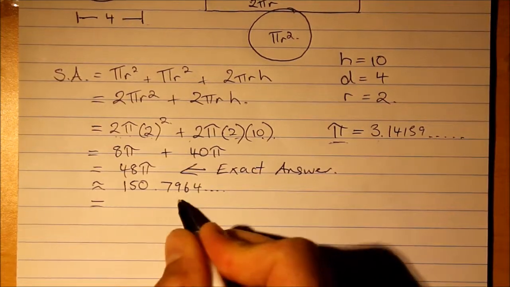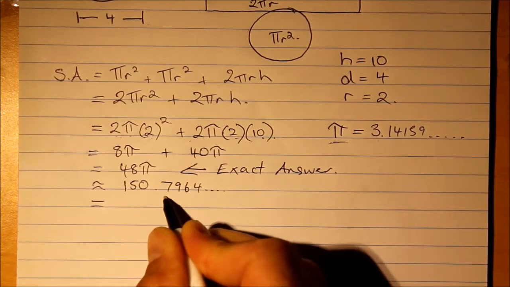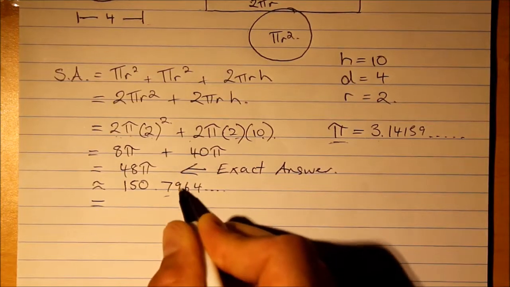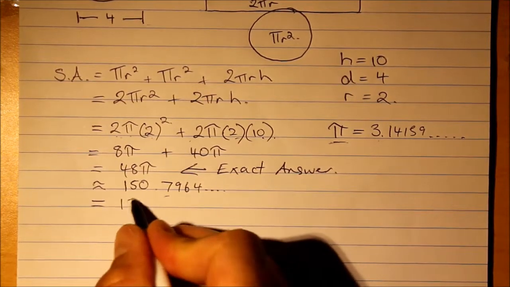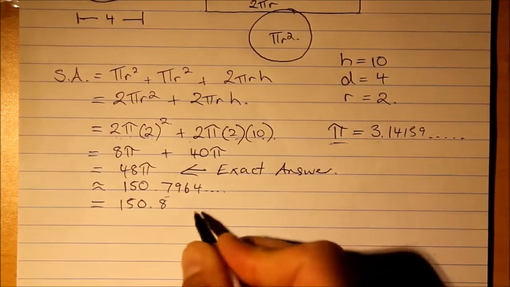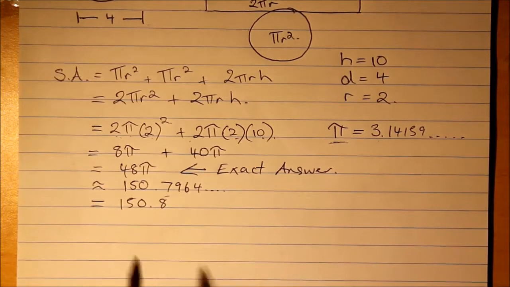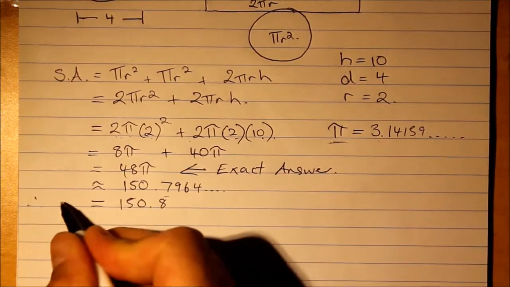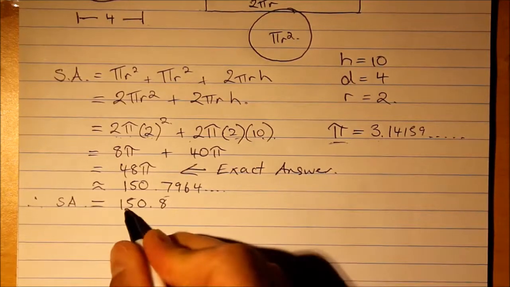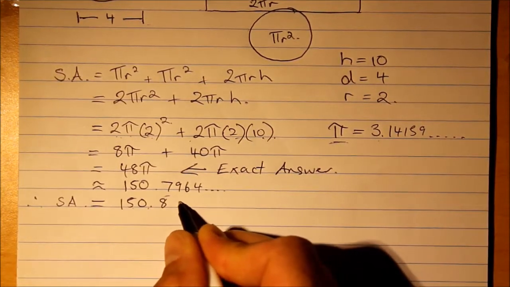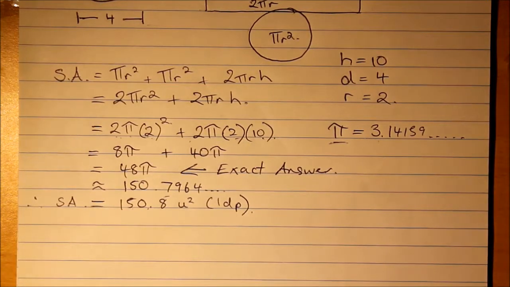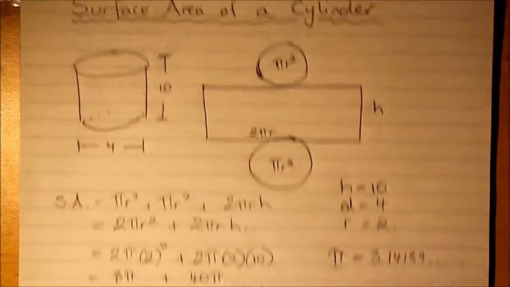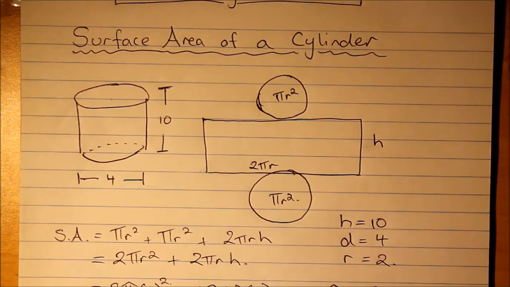So let's write this to 1 decimal place. When you're rounding to 1 decimal, there's the first decimal place. We look at the next one. That's 5 or more, isn't it? So it's much closer to 0.8. So 150.8. Now, therefore surface area is equal to 150.8 units squared to 1 decimal place. And there you have it. You have the makings of what you need to solve any problem that is finding the surface area of a cylinder.